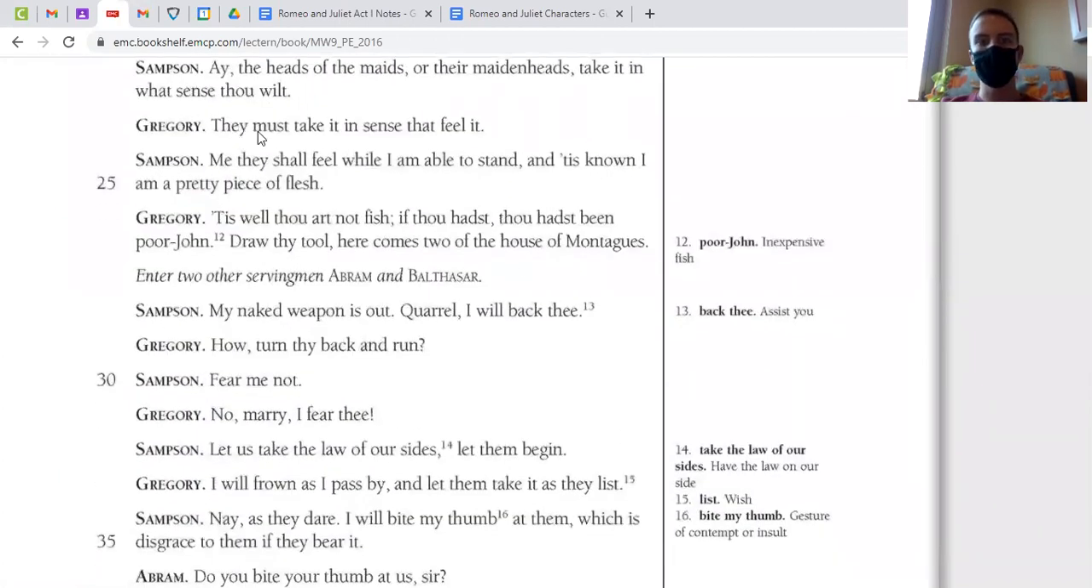These guys, Samson and Gregory, up until now, are basically just talking about how much they hate the Montagues. Okay, that's the other family. Just like, man, I hate the Montagues. If the Montagues showed up right now, I'd really mess them up. I'd really show them what for. And then, because this is a play, you got to have conflict, move it forward. Enter two other serving men. So think mercenaries, Abram and Balthazar.